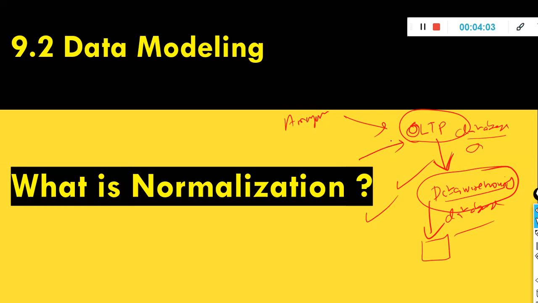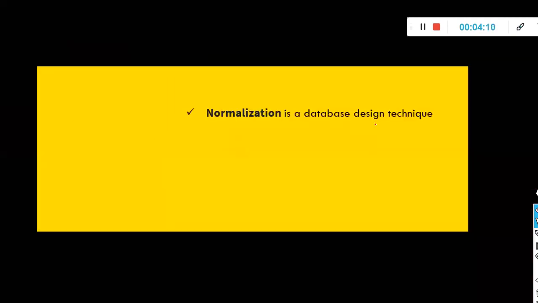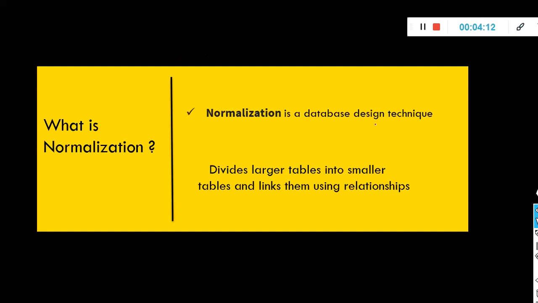As part of the data model design, they do the normalization. Okay. So now we'll understand what normalization is. In simple terms, we divide the larger tables into smaller tables and link them using relationships. When it comes to normalization, we divide the larger tables into smaller tables. We don't store all the data in a single table.